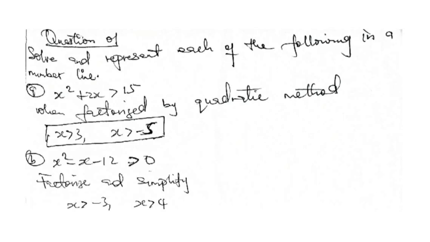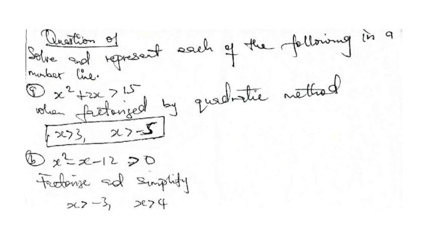Question 1. Solve and represent each of the following on the number line. A. x squared plus 2x greater than 15. When you factorize by the quadratic method, we have x is greater than 3 and x is greater than minus 5. And the number line is shown in the figure below.